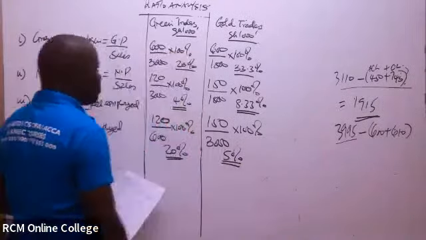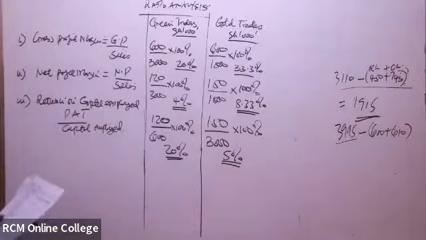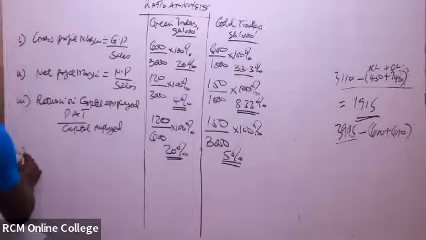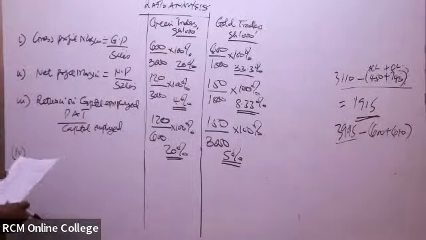So the return on capital employed for gold traders is very low. So they are not effectively utilizing their capital to generate what? Profits compared to green traders.